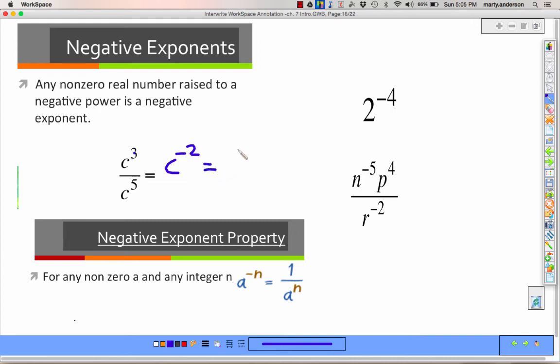If I use my simplification idea, I have 3 on the top, 5 on the bottom. I will have 2 left over on the bottom. These two things are the same thing.